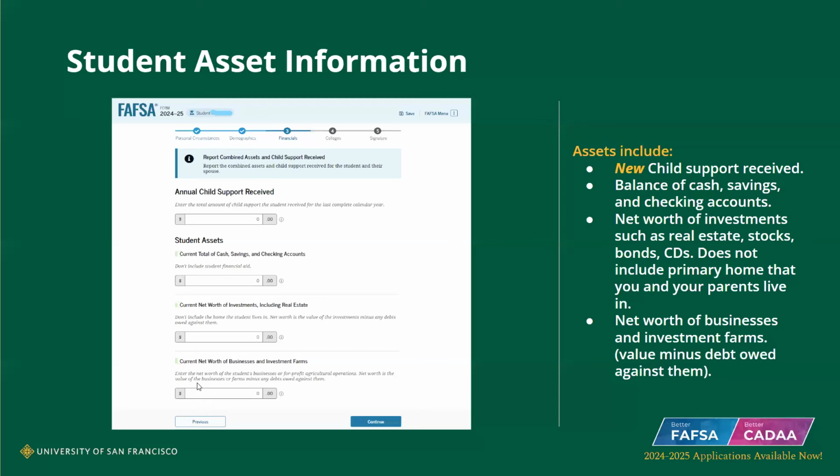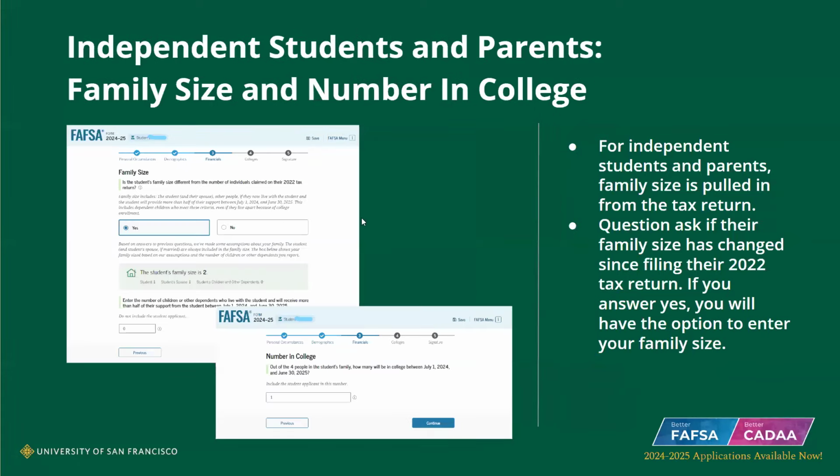Businesses, it tells you here that you can minus any debts owed against them. So it does for the parent and or the student. It could take you a while to gather this information. So that's why earlier we said one of the things you will need is the information about your assets. Okay, it does ask your family size and the number in college. And it asks if your family size has changed since 2022 when you filed your tax return. And if you answer yes, then it's also going to ask you to update your family size.